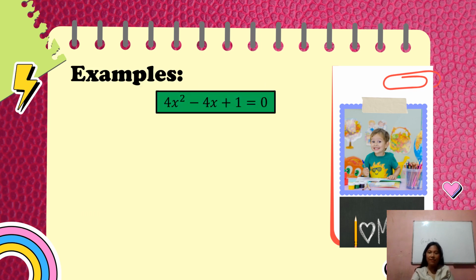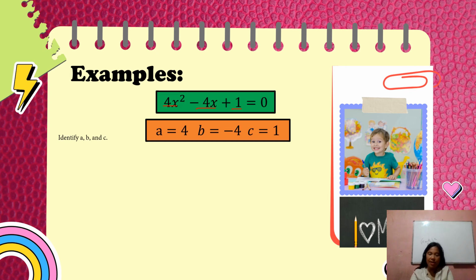If we have this one, what we're going to do is just write this in standard form. Since 4x squared minus 4x plus 1 equals 0 is already in standard form, proceed with the next step. The next step is to identify A, B, C. Remember that A is the partner of x squared, B is the partner of x, and C is the one which has no variable. So the values of A, B, C are 4, -4, and 1.